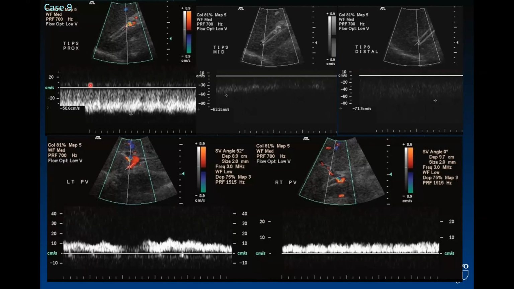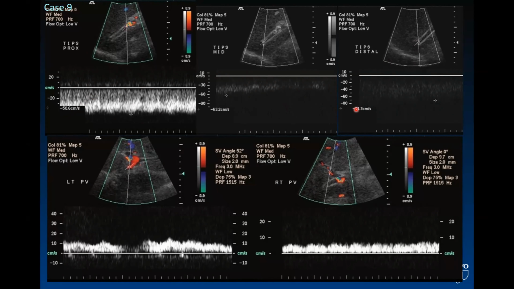All right, case 9, here we go. TIPS approximately is 51 centimeters per second. It's getting close to my 50, and I'm not that happy with this. 63, 71, so it's generally pretty low within the TIPS. Left portal vein, it's not decompressed. Right portal vein, it's not decompressed. So this looks like a worrisome case, but it's not less than 50, so should we just have her come back in 6 months instead of a year? Or 3 months if we were doing 6-month follow-up?